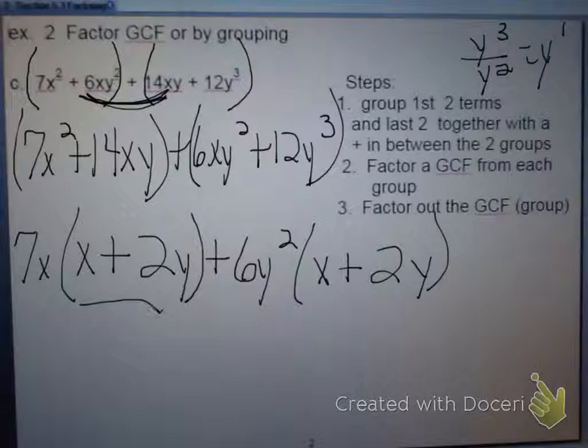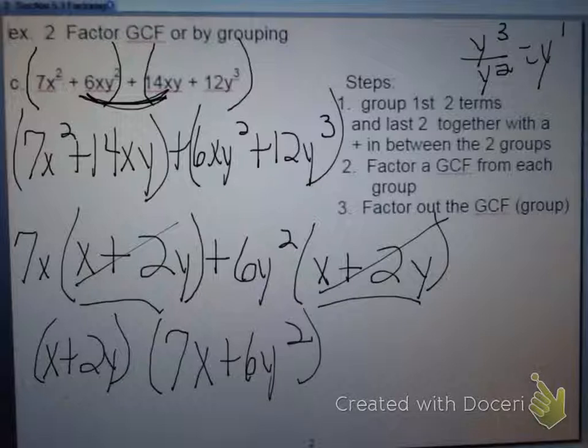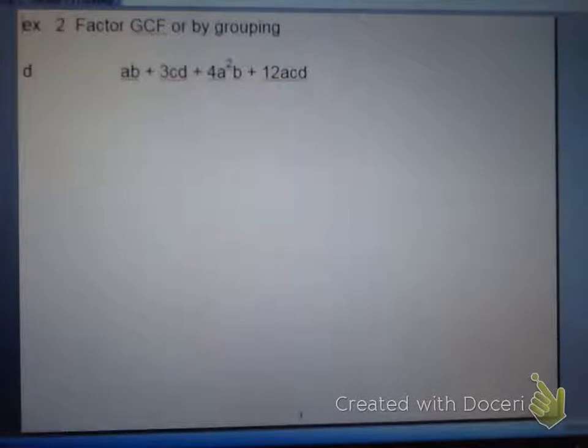Now look, these 2 groups are the same. So now I'm going to factor that group out, which is the entire group, so they become 1. Kind of drag it out. I like to put a line through it so that I can visually see what's left over. And what's left over goes in parentheses, 7x plus 6y squared. So here is a binomial times a binomial. I could check by FOILing these 2 out to make sure I get the original problem. Factor by grouping.